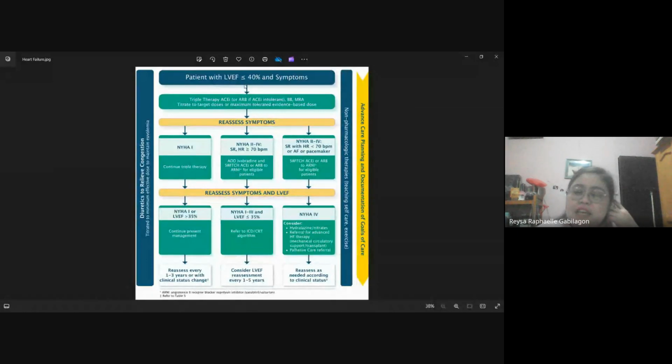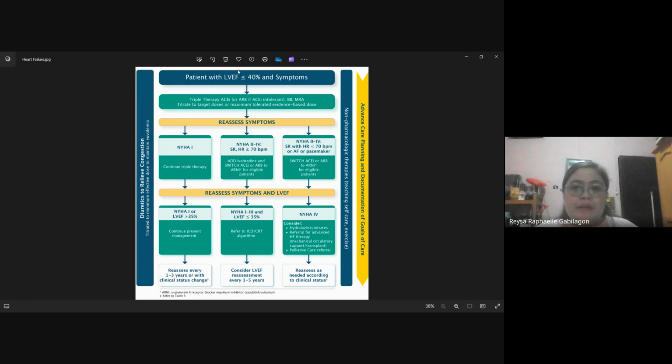Wait lang ha. So these are examples of our algorithm na pwede natin gamitin for our patient. Starting with this one, ito patient with LVEF. LVEF is a left ventricular ejection fraction rate. So this is less than or equal to 40% and then there are symptoms for the patient. Yung tinitest kasi nila yung ejection fraction ng heart, that should be 50% kasi dapat. And then, syempre, nag-lower pa sa 40%.